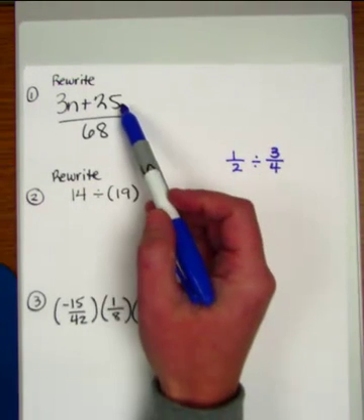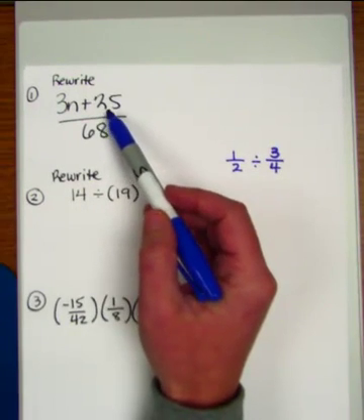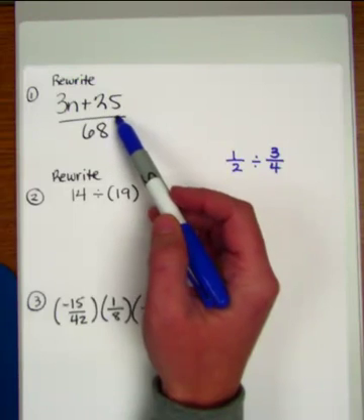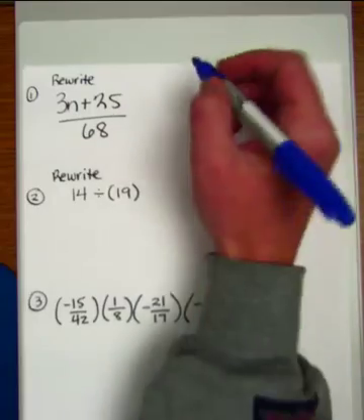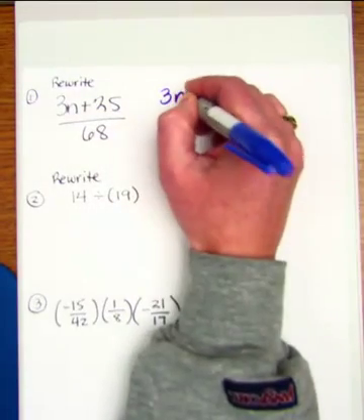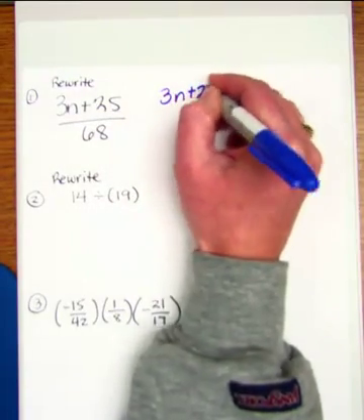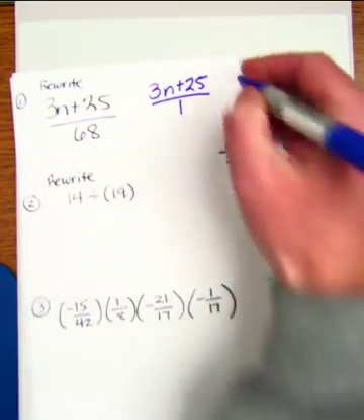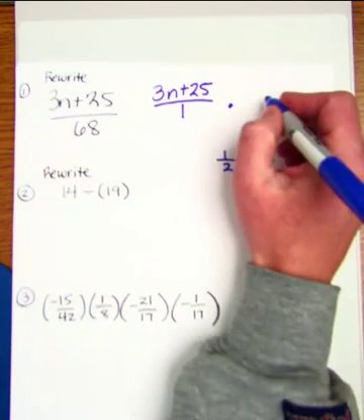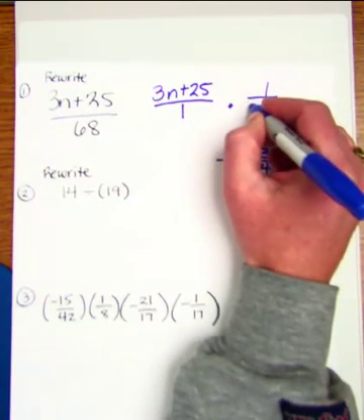On this one, they just want you to write this as a product of two things. So here you got 3n plus 25 divided by 68. But we can break that into a multiplication problem, is all, by taking the numerator and sticking it over 1 and multiplying that by the denominator under 1.